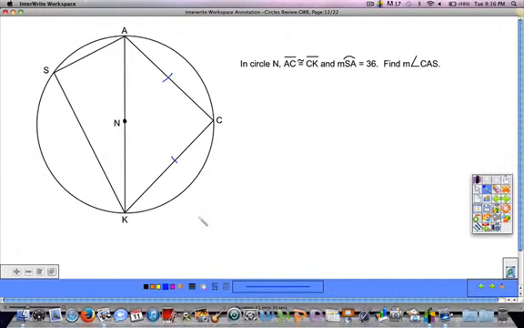Okay. On this problem, AC and CK are congruent. And the measure of minor arc SA, so over here, is 36 degrees. Okay, it wants us to find CAS. Well, that's this whole piece, CAS. They want us to find this angle. Okay, where in the world do we start with this thing?